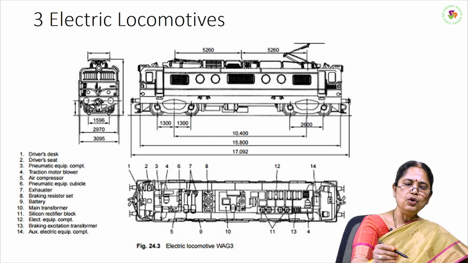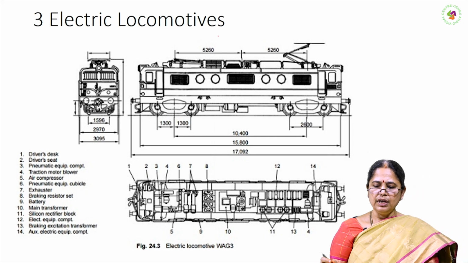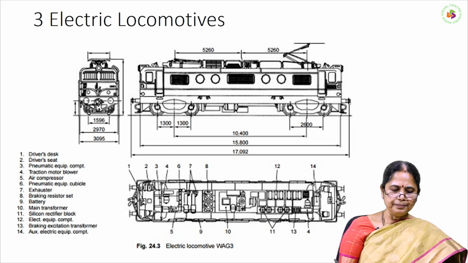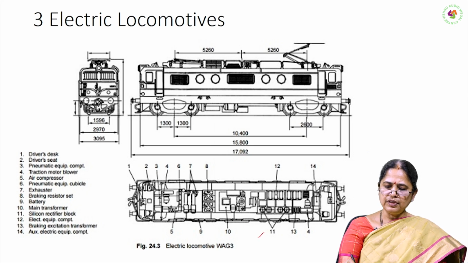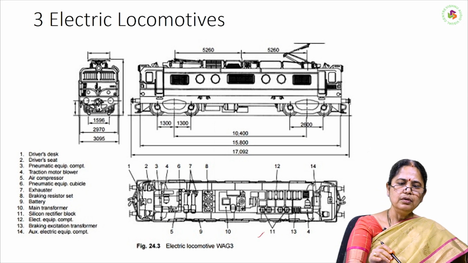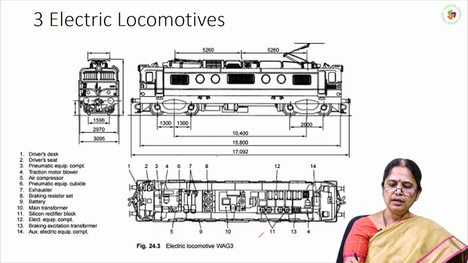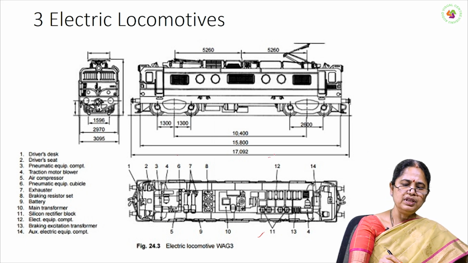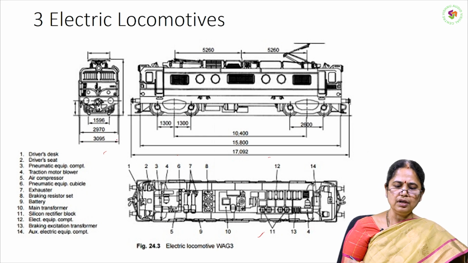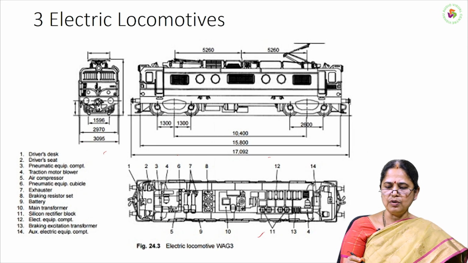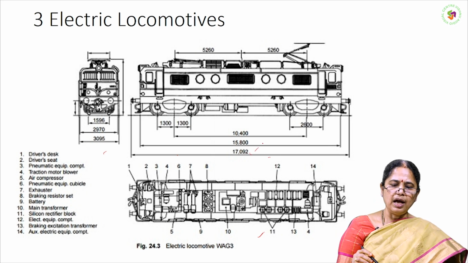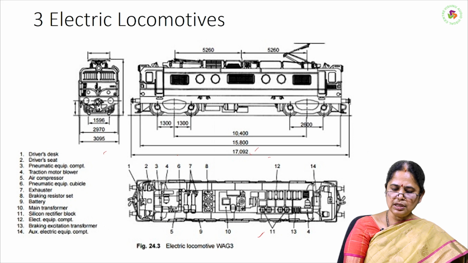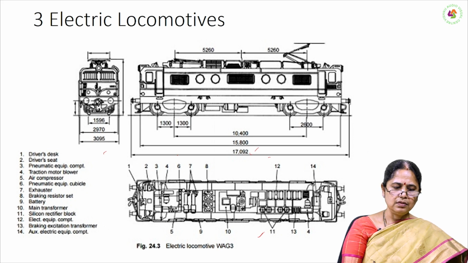The third locomotive is the electric locomotive. Here you can see picture 11. This is the plan, the top view of the electric locomotive. This is the side elevation of the locomotive. This is the front elevation. The front width of the locomotive is almost 3 meters, and the length of the locomotive is 17 meters. And here you can also see the different parts.